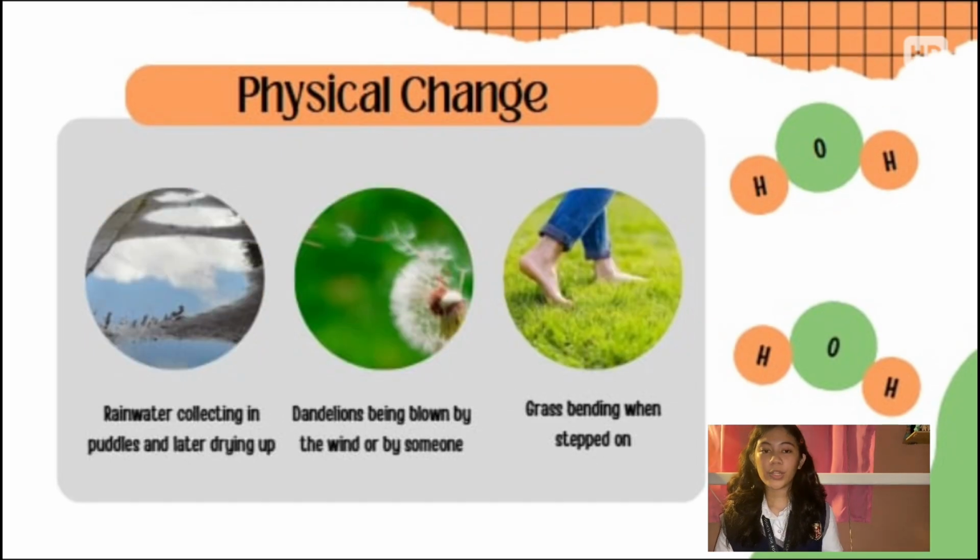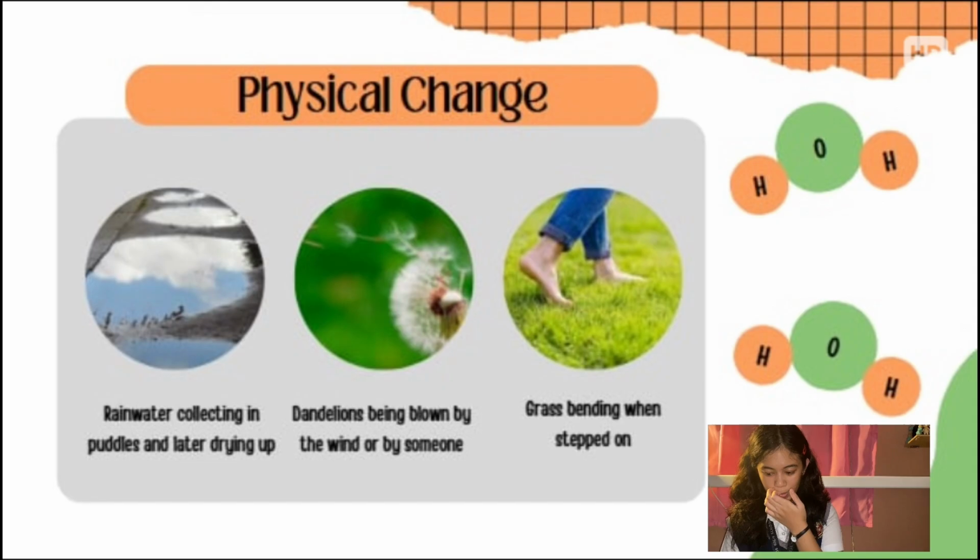Number 4, rainwater collecting in puddles and later drying up, is a physical change because the water only changes its state from liquid to gas through evaporation. Its composition remains the same. It is still water, whether it is in liquid form or has evaporated into water vapor.